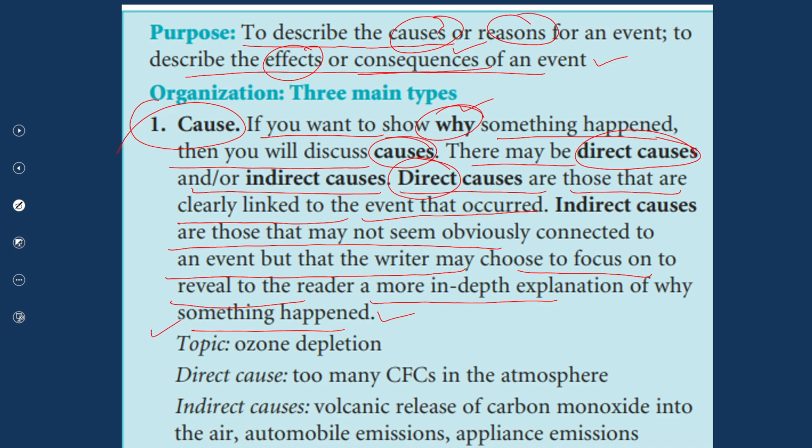For example, we have a topic, ozone depletion. Direct cause will be too many CFCs in the atmosphere, and indirect causes will be volcanic release of carbon monoxide into the air, automobile emissions, air appliance emissions. So the basic and the direct cause is too many CFCs in the atmosphere, and eventually that will lead to more indirect causes, and then we will have some effects as well.